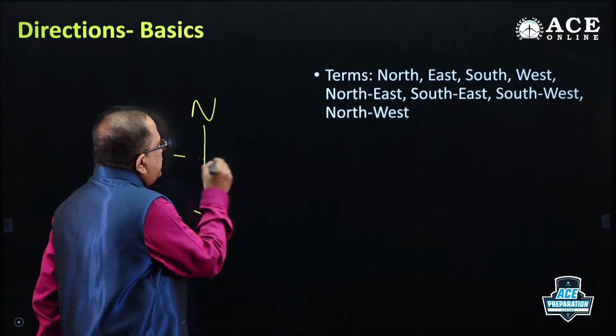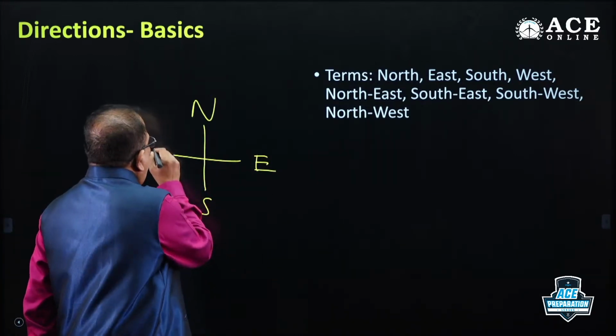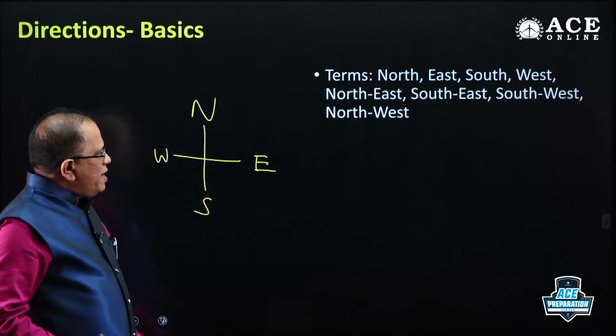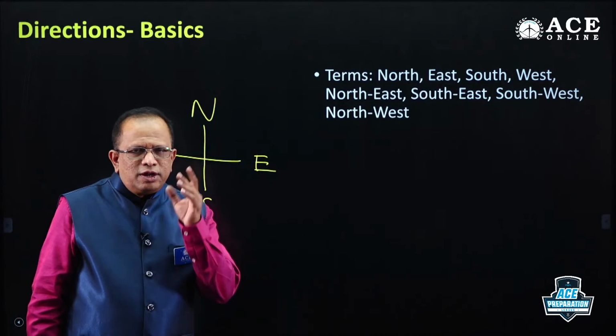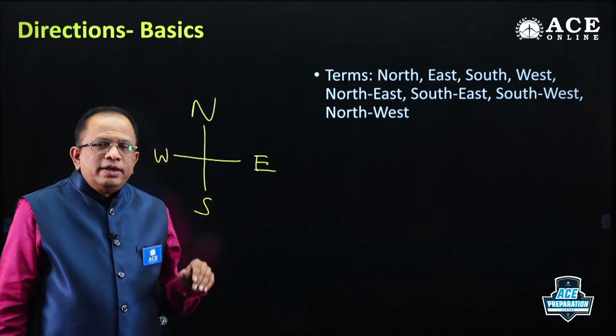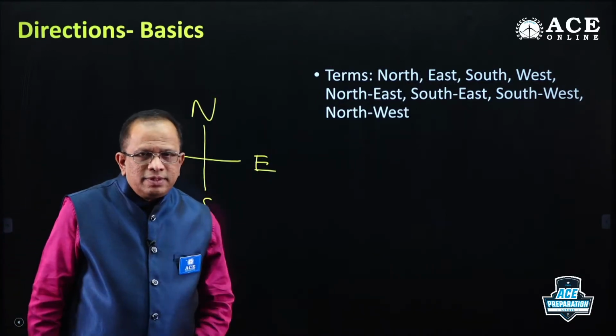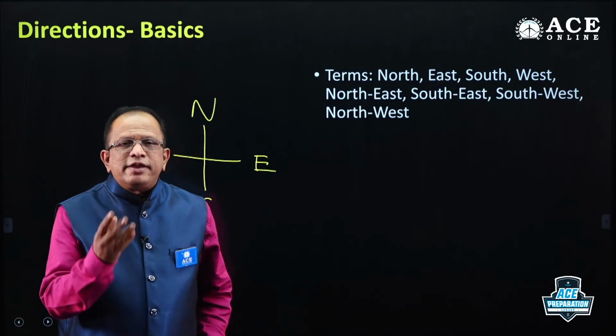Then we have east and west. And why do I consider north and south to be the basic ones? You know, Earth, North Pole, South Pole is fine. East, normally, how do you define it? The direction in which the sun rises.